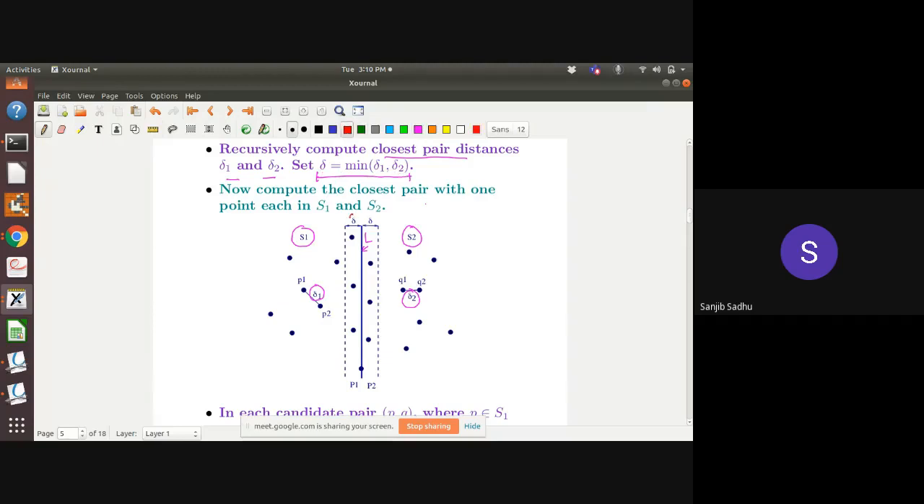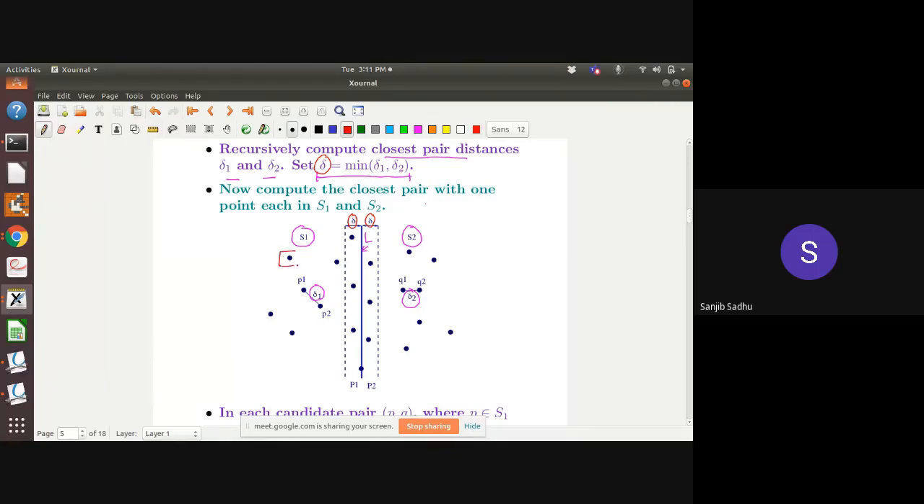So what we will take? I will take a narrow strip of width delta on each side, and I will compute the distance among the points from this to this. If I have obtained the solution, meaning delta 1 on the left side and delta 2 on the right side, and one of them is minimum, I denote that by delta. Suppose delta 1 is the minimum, so delta is the minimum of delta 1 and delta 2, that means delta is delta 1.